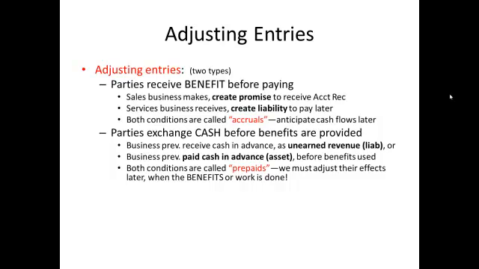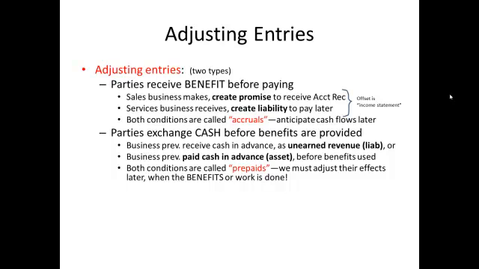Businesses can make a credit sale, which is creating a promise, an account receivable. The offset would be a revenue account, in the income statement. Or that same business can receive a service benefit. It must create a liability, with the offset to an expense account in the income statement. Both these conditions are called accruals. They anticipate cash flowing later.